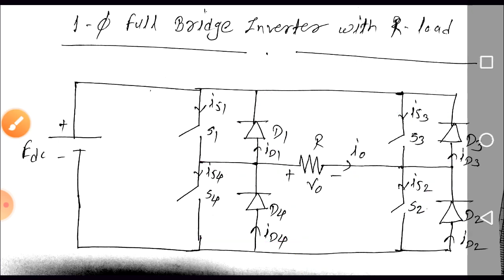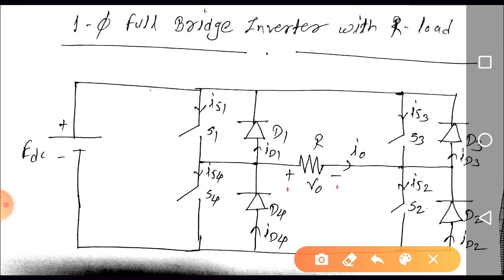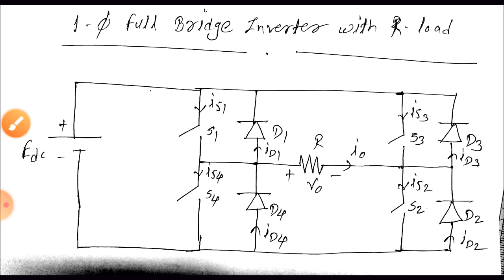The voltage across the load is considered positive if the polarity is higher here and lower here. The current I0 is considered positive if its direction is from left to right. The currents flowing through the switches are IS1, IS2, IS3, IS4 respectively, and the currents flowing through the diodes D1, D2, D3, D4 are ID1, ID2, ID3 and ID4 respectively.